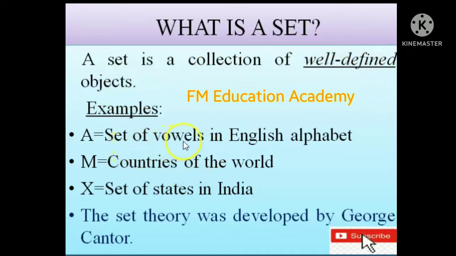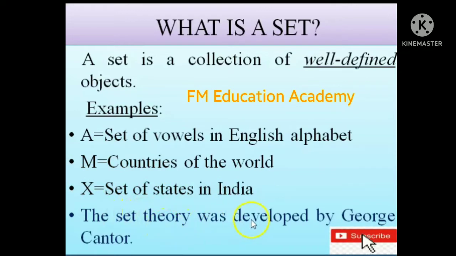For example, if we consider A is equal to the set of vowels in the English alphabet, we know A, E, I, O, U are the vowels in the English alphabet. That is, they are specified, so they are categorized under one set. Similarly, countries of the world, we know how many countries there are in the world, so they are categorized in the set M. Similarly, the set of states in India, these are categorized under set X.